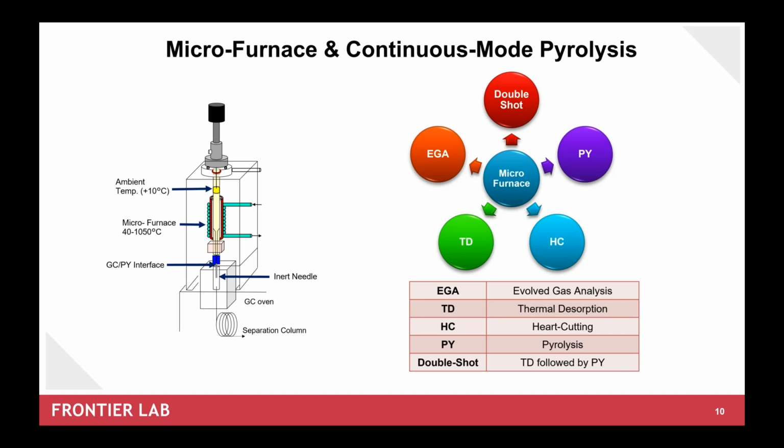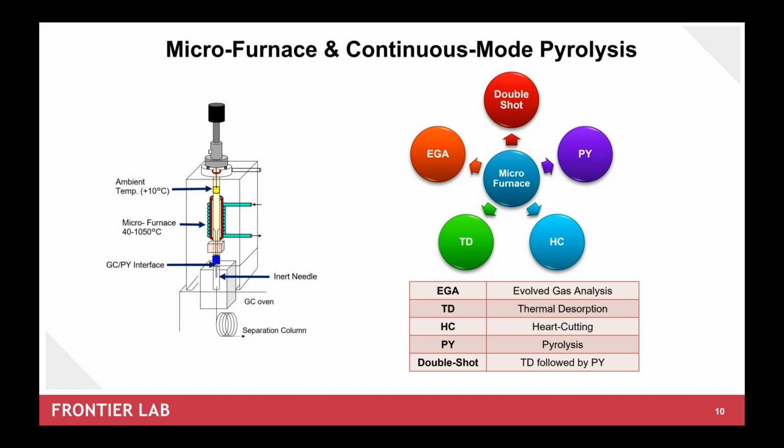This technology is based on a continuous mode pyrolysis, where all the pyrolysate, as they are generated, directly and continuously transfer to the GC column. The sample is held at an ambient temperature while the furnace is preheated, so the sample is not going to be exposed to any heat prior to the analysis. And as a result, there won't be any degradation or any evaporation of the lighter compounds before the analysis starts.